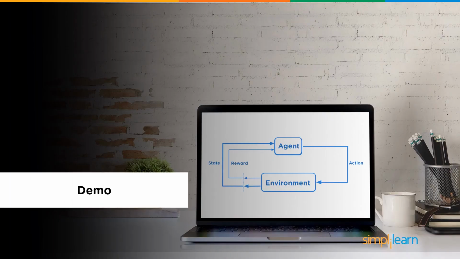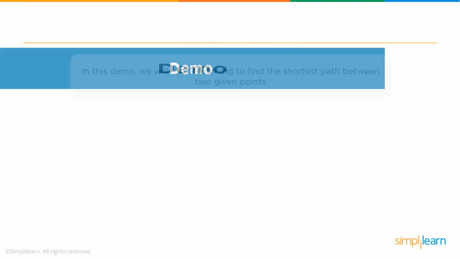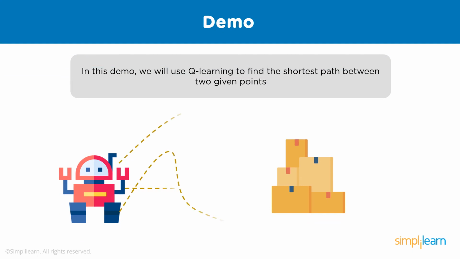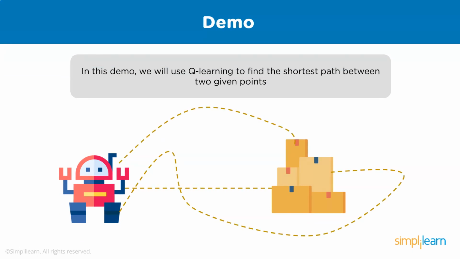So let's go ahead and dive in and pull up a little piece of code and see what this looks like in Python. In this demo, we'll use Q-learning to find the shortest path between two given points.